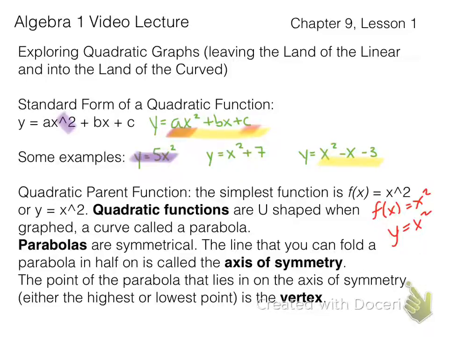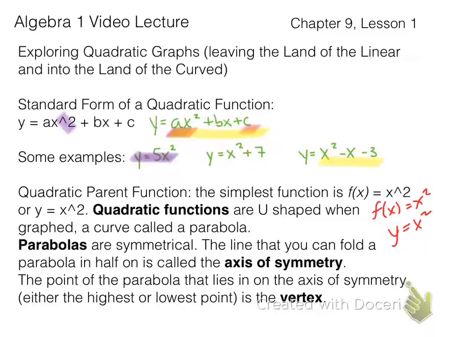All right, quadratic functions are U-shaped when graphed, a curved graph, or a curve called a parabola. So it's U-shaped, and that U-shapedness is what we call a parabola. Parabolas are symmetrical. That means if you fold one side onto the other side, the sides are going to line up, much like a t-shirt. The line that you can fold a parabola in half on is called the axis of symmetry. It's the line where you fold it over.